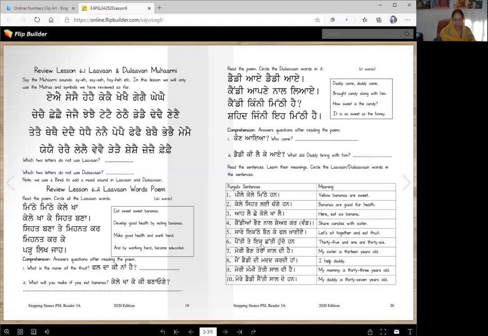Panti te ik chatti hunde han. Meri pan 13 saal di hai. Main daddy di madad kar di haan. Meri mummy 33 saal di hai. Mere daddy 37 saal di han. So you have these words, the number words and other words that have Lama and the Lama. Make sure you read again and circle those words.